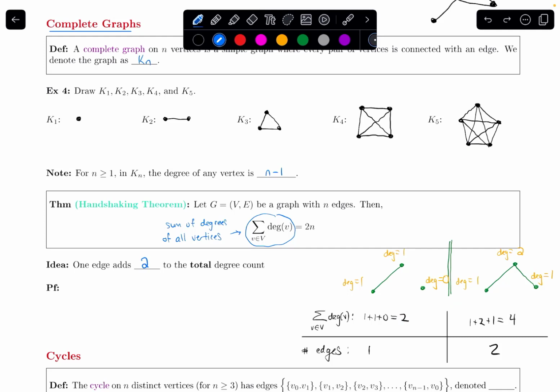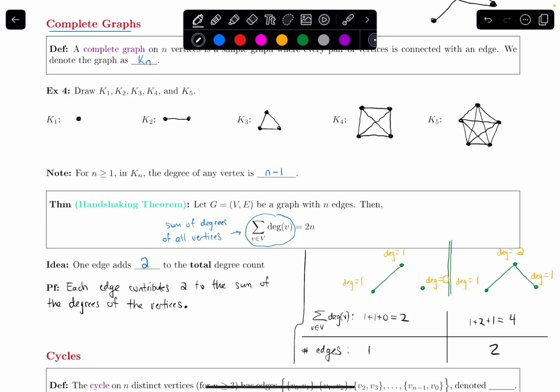So we are ready to write that up now. Each edge contributes 2 to the sum of the degrees of the vertices. So anytime I draw an edge, it adds 2 to the sum of the degrees of the vertices.